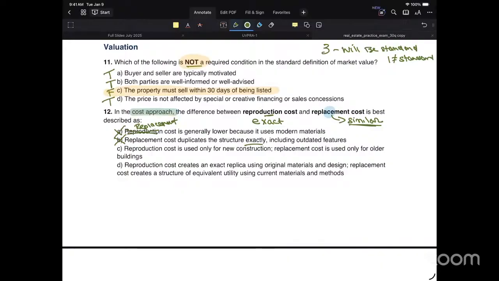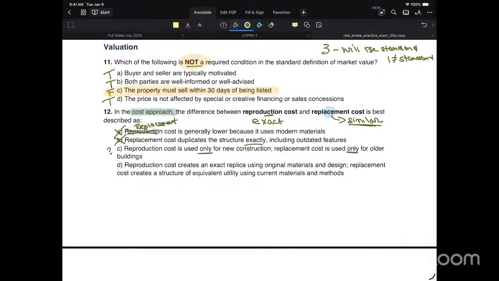C. Reproduction cost is used only for new construction. Replacement cost is used only for older buildings. I've got to tell you, I don't love the older thing, but I don't love the only. I mean, is it true? Usually this is how it goes, of course, but I don't know about only. This is a maybe. We'll give C a maybe.